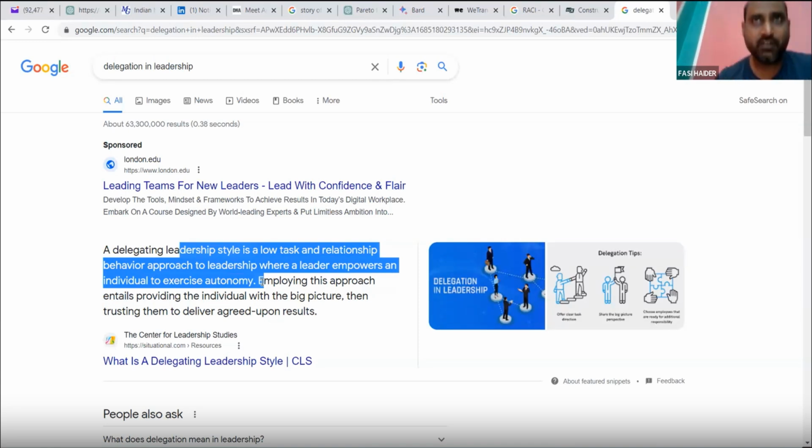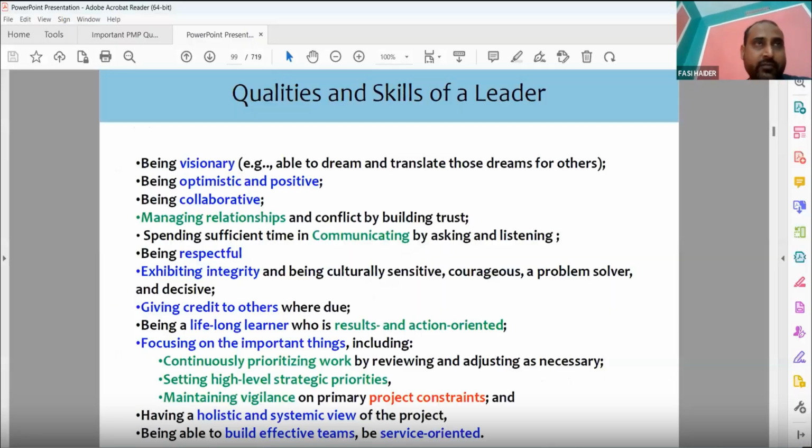For example, if I'm doing my company's work, doing this training, and on the weekend I have to take my kids to some program at school, and I already have a committed training, what should I do? I should delegate the task. I should tell my wife, can you do this particular thing? So I'm delegating the task to somebody.